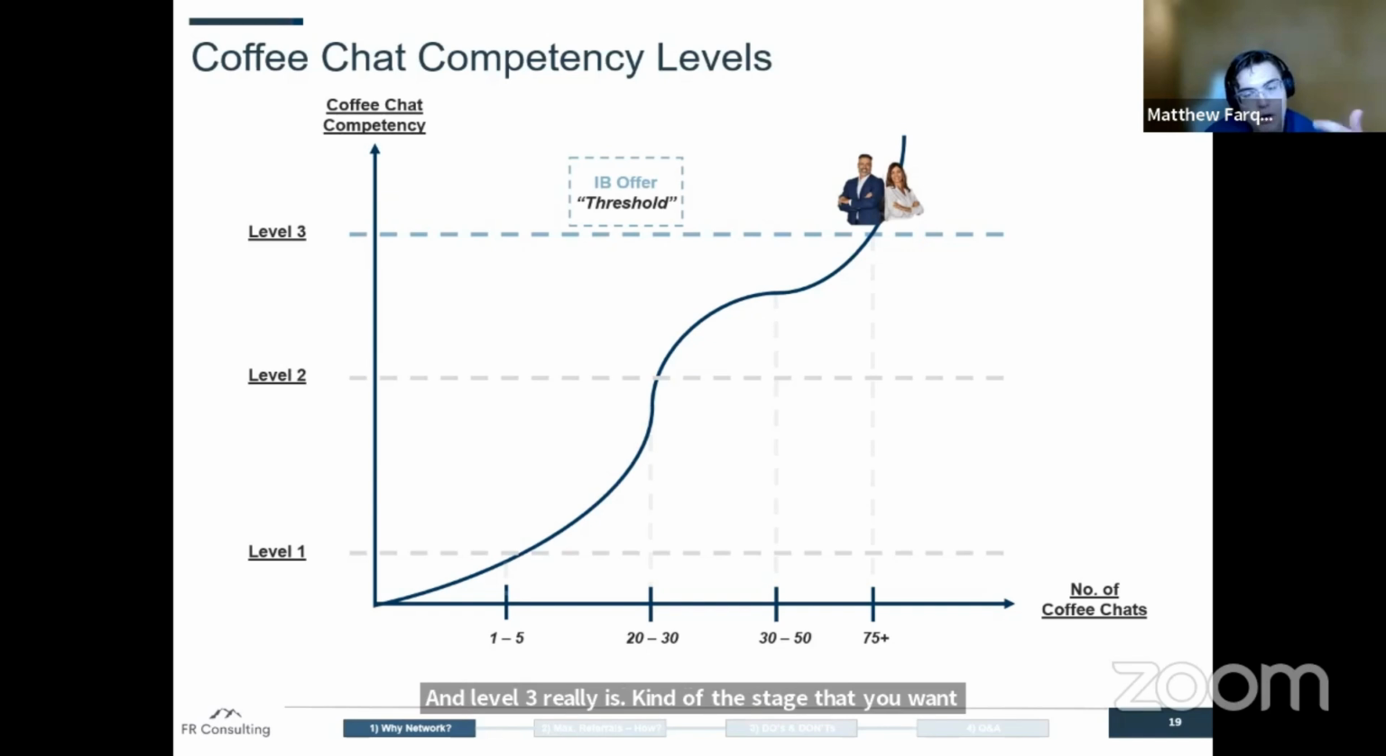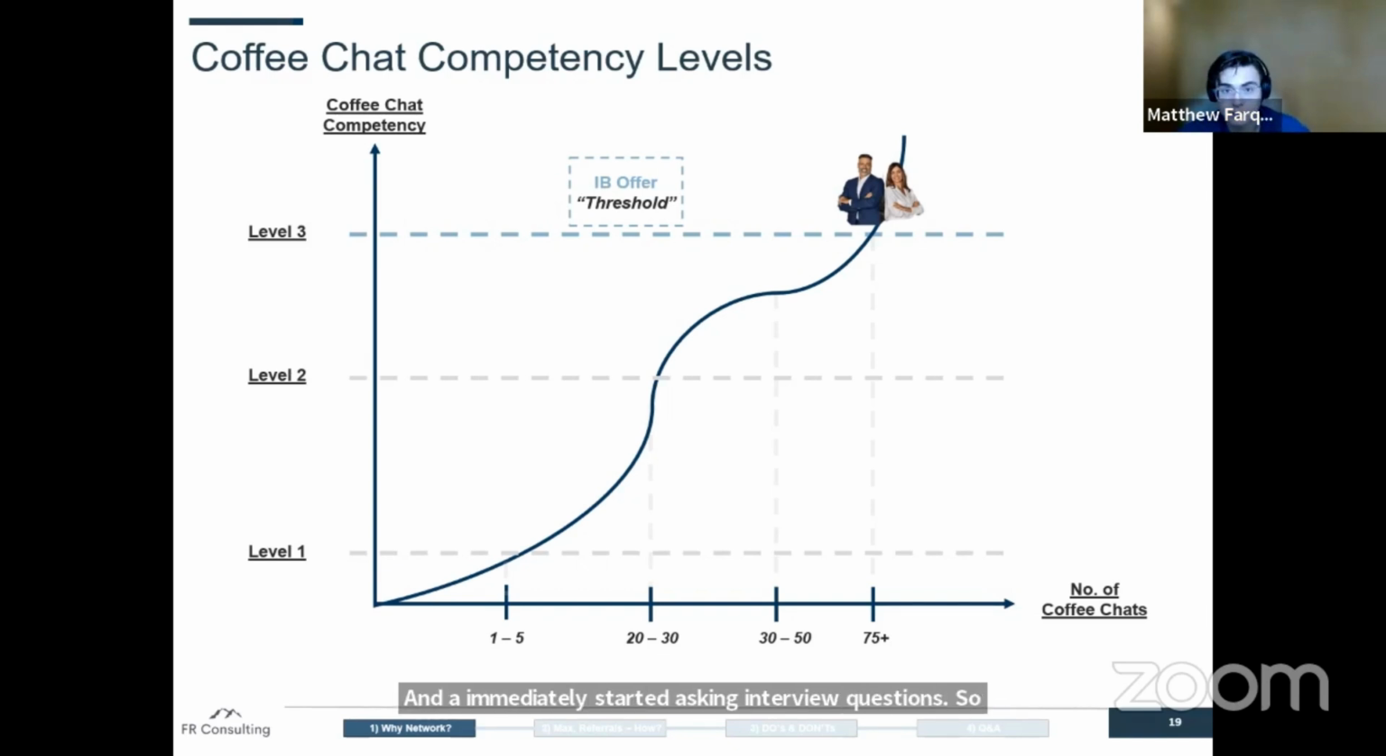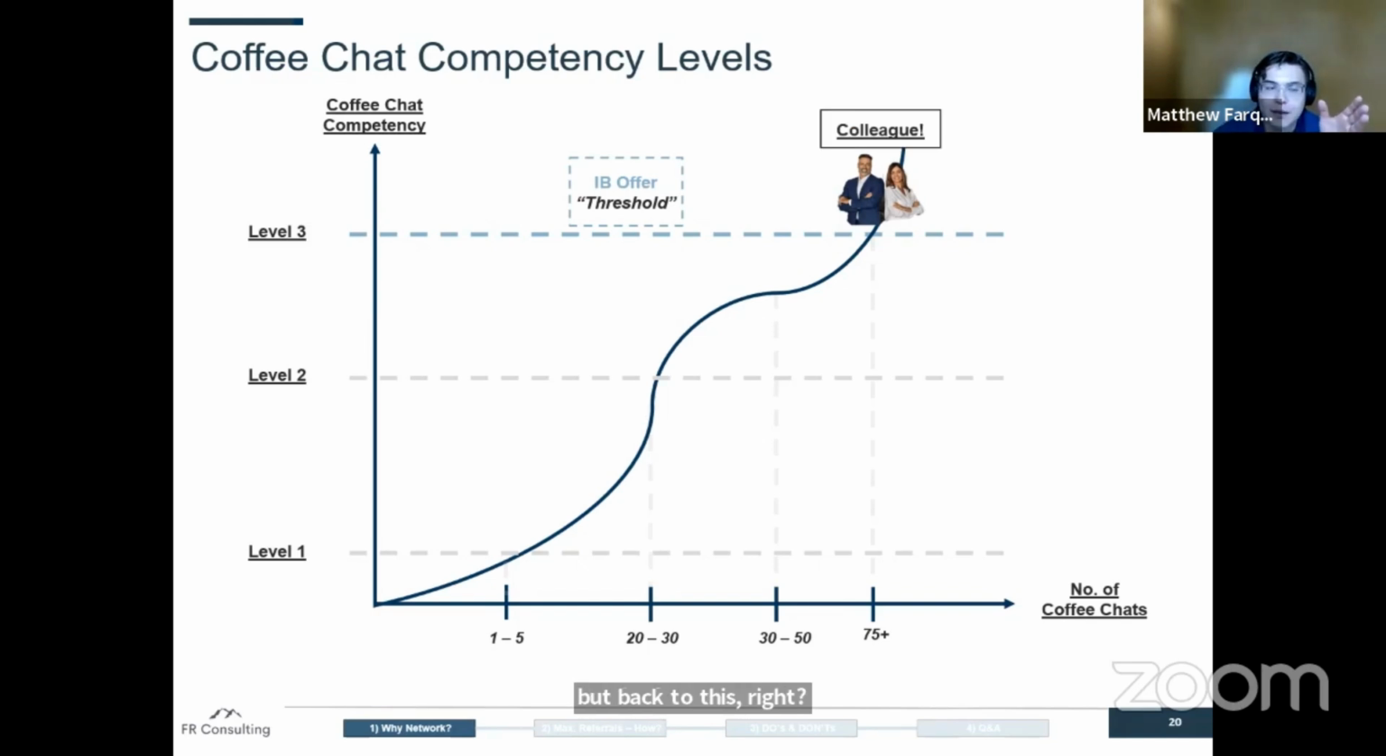The ones where you hop on a call when you're in penultimate summer recruiting, and the other person immediately starts evaluating you. One of the chats that we'll review today is one of those calls, where one of my students hopped on with an RVC associate and they immediately started asking interview questions. So you will encounter those chats throughout the summer, and I think it's helpful to listen to it. But back to this: those numbers are approximate. We'll dive deeper into the student-colleague continuum later, but really what to aim for is always the colleague. Colleague is what characterizes level 3. All the things that I said, you can wrap up in colleague.